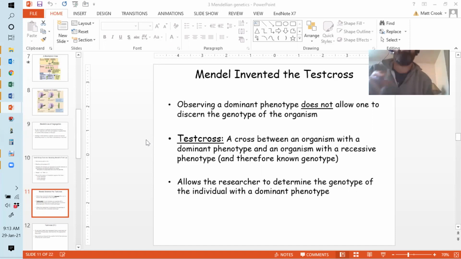Right. The best way of doing that would be to cross that dominant individual to a tester of a known genotype. Right, so let's turn this around.